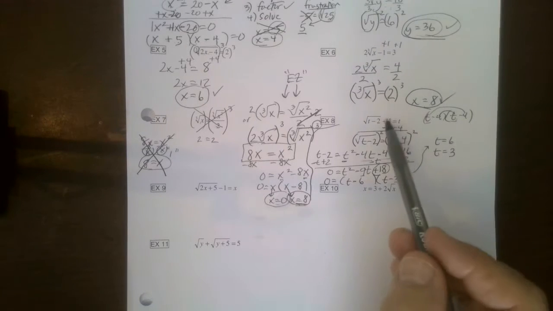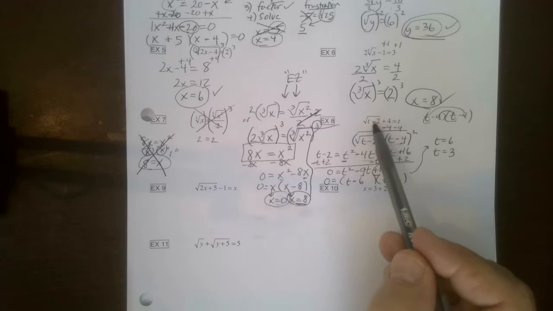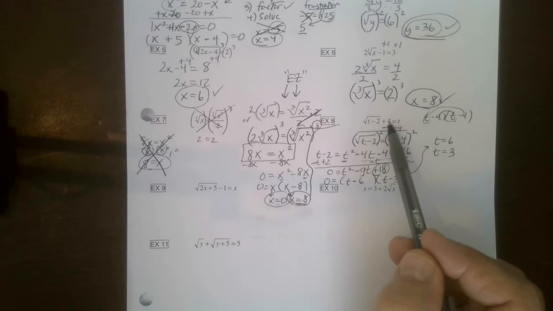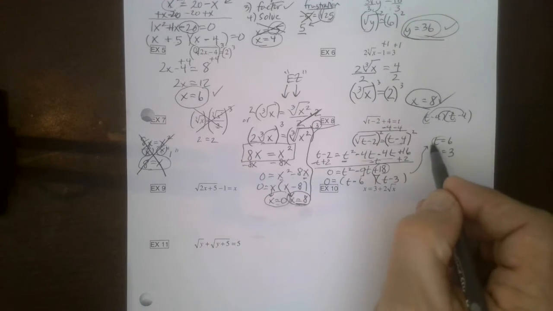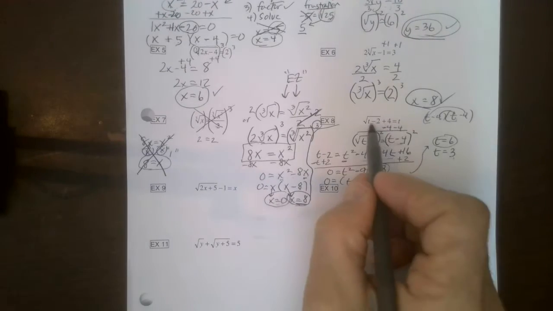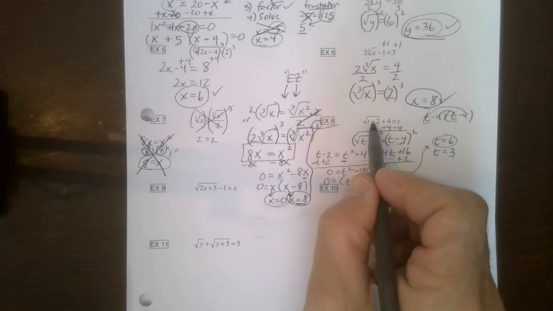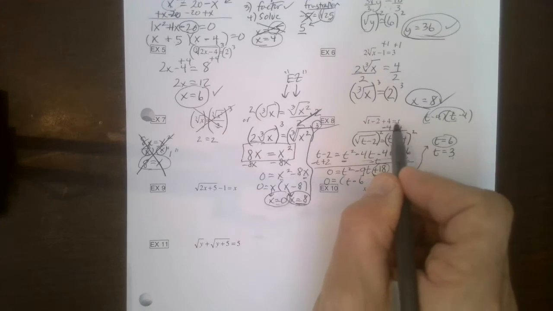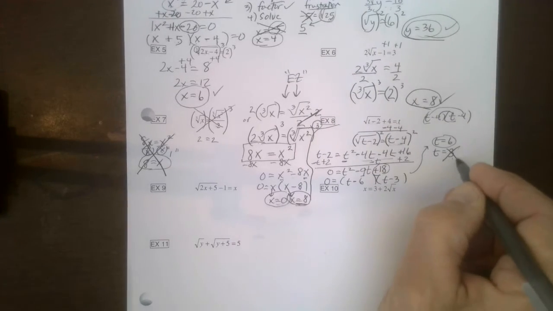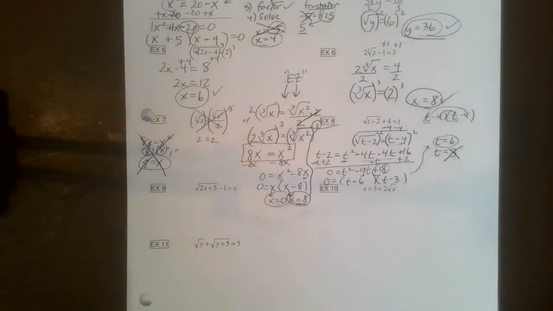So we take the 6. 6 minus 2 is 4. Square root of 4 is 2. 2 plus 4 equals 6. This one worked. Put the 3 in. 3 minus 2. What's that? 1. What's the square root of 1? 1. 1 plus 4 equals 3? Nope. So that's why it's so important to plug this stuff back in. You got to remember that. It's so easy to forget, though, guys.